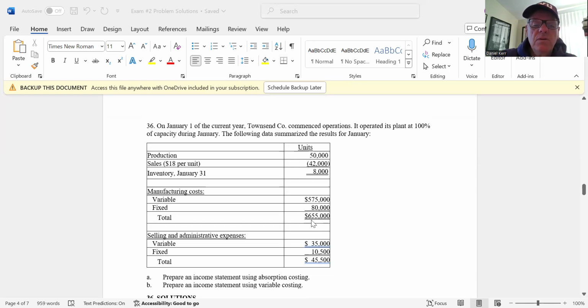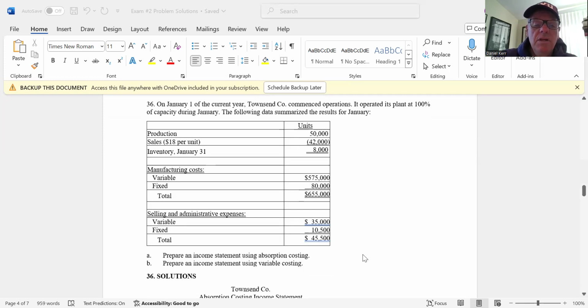So here are the manufacturing costs. They're broken down between variable and fixed. And here's the selling and administrative expenses, variable and fixed. So they want us to prepare an income statement using absorption costing and an income statement using variable costing. So most of you did real well on this question.